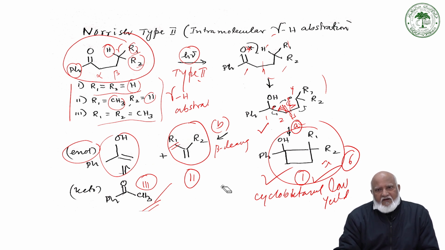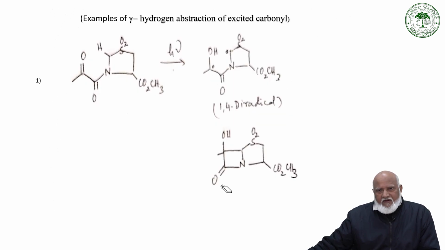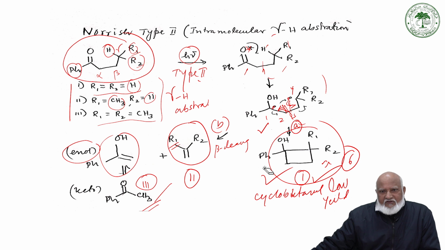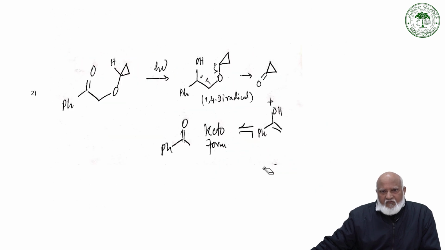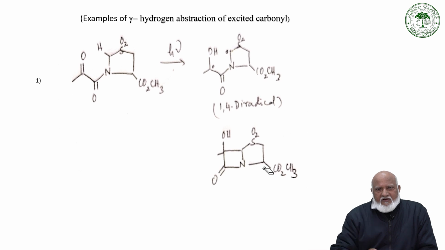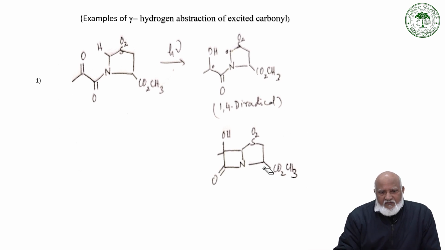So people have tried different ways to increase this synthetically most important cyclobutanol product in the type 2 reaction. And for this, before coming to how to increase the product, in the next few transparencies I will show a few examples of type 2 reaction. I have just collected a few examples of type 2 reaction.